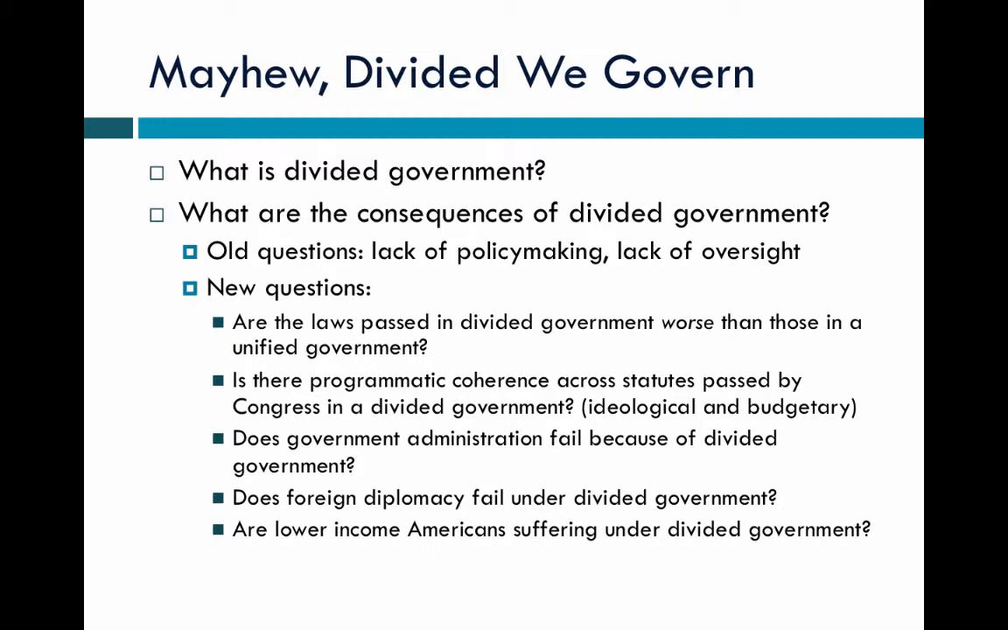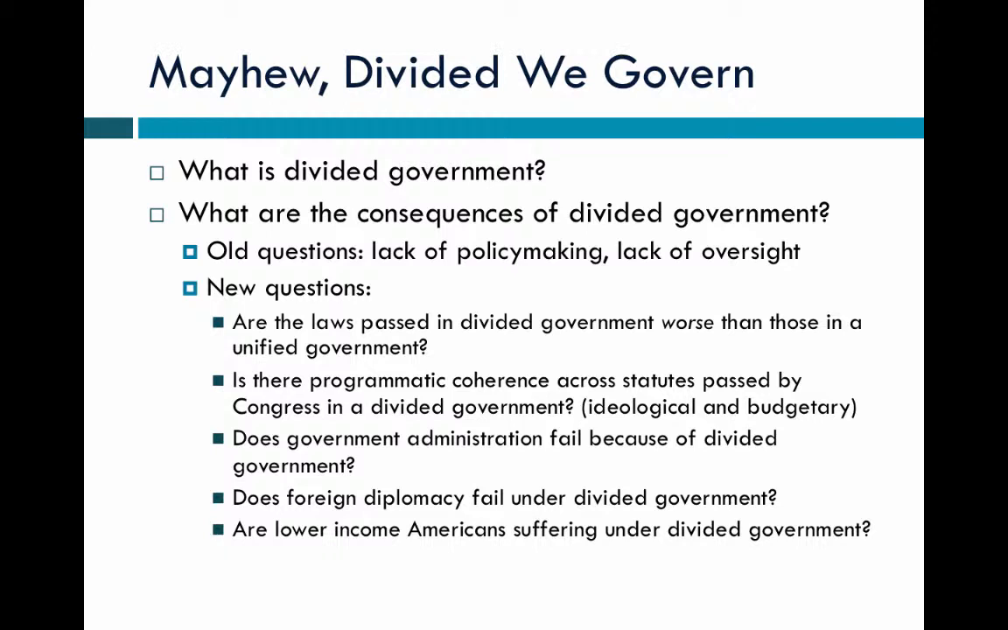So first, are the laws passed in divided government worse than those in a unified government? And he says that there is a lack of evidence to answer this question in the affirmative. Second, is there programmatic coherence across statutes passed by Congress in divided government? In other words, is there an ideological program being carried out? And is there budgetary coherence? Are there priorities being set by Congress and the president? And he gives mixed evidence for that.